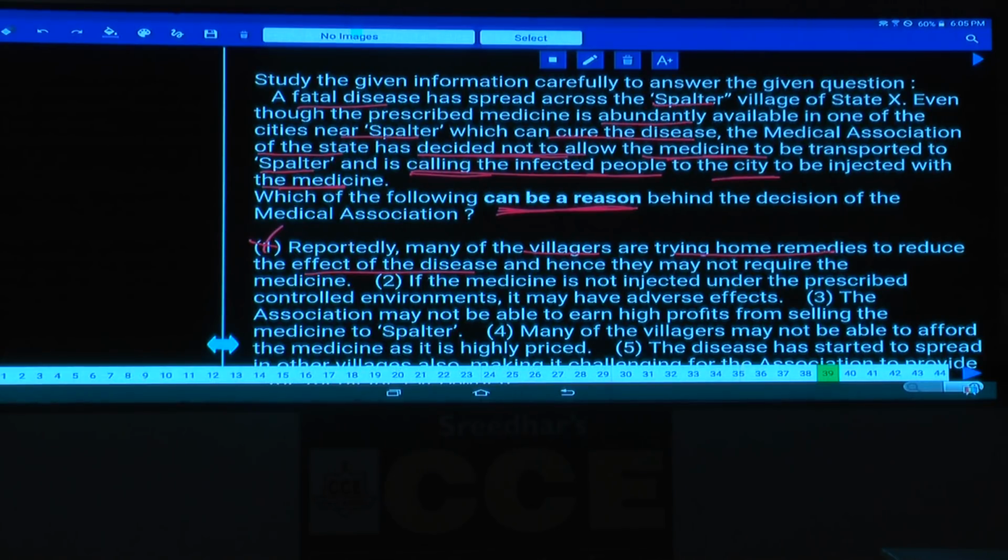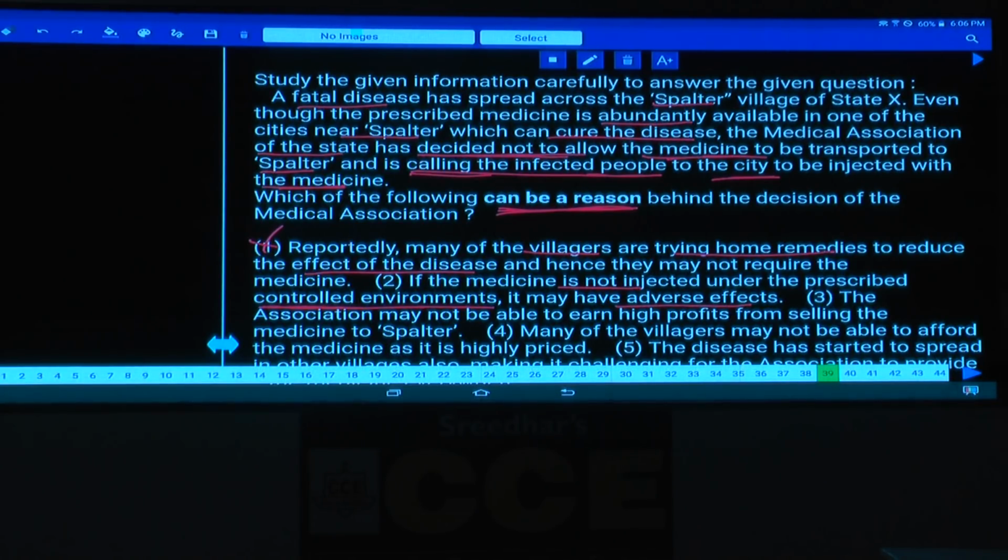Second one, the medicine is not injected under the prescribed controlled environments. See here, under the prescribed controlled environments, it may have adverse effects. అది మనకి ఏం చేయాలి, ఏ విధంగా చేయాలి? It has to be given under the controlled environments. Controlled environments in the sense, there is no virus in that environment. At the same time, the temperature has to be decreased to a large extent. అవన్నీ special దీంట్లో. Now if you take for example this Ebola virus, isn't it?